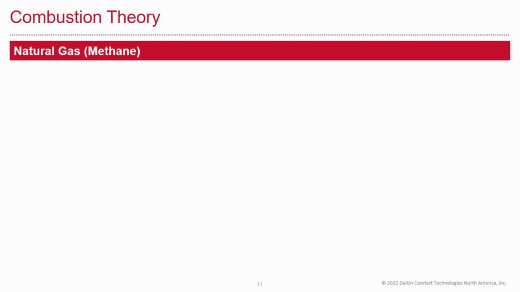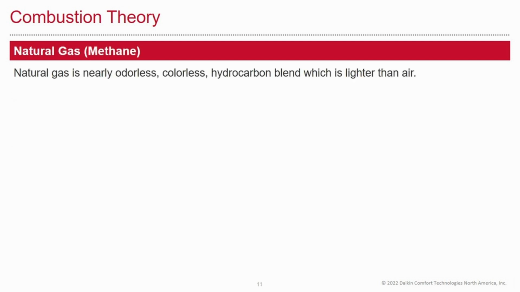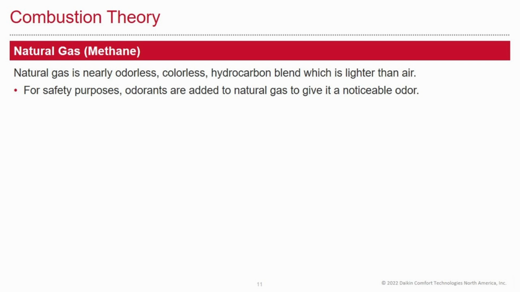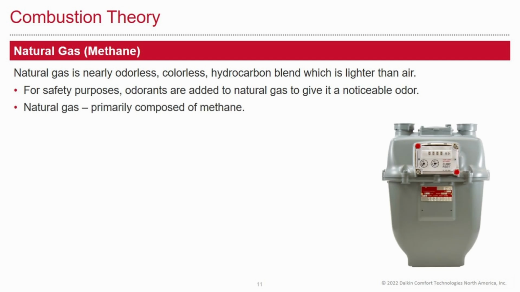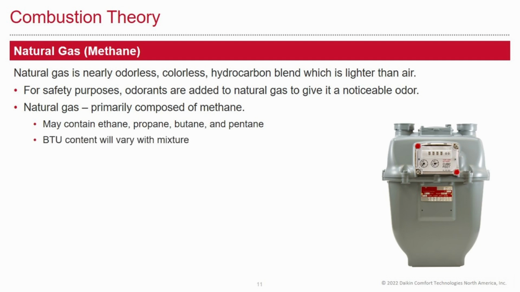Natural gas, methane. Natural gas is a nearly odorless, colorless hydrocarbon blend which is lighter than air. For safety purposes, odorants are added to the natural gas to give it a noticeable odor. Natural gas, primarily composed of methane, may contain ethane, propane, butane, and pentane. BTU content will vary with the mixture. Contact your natural gas supplier for actual BTU content of the fuel.